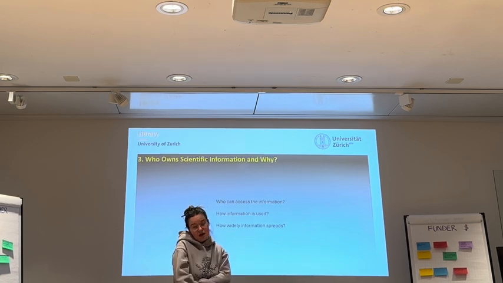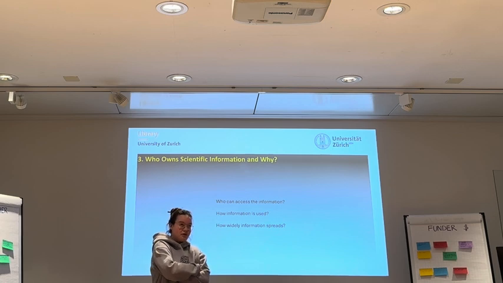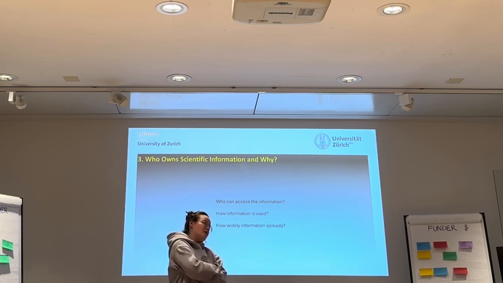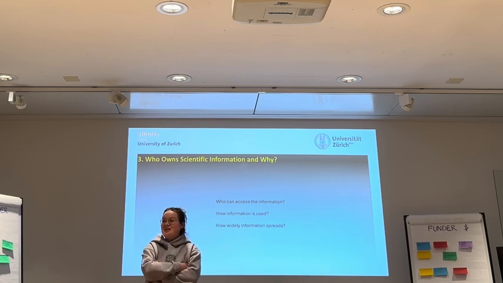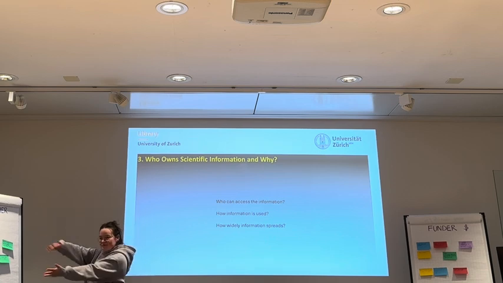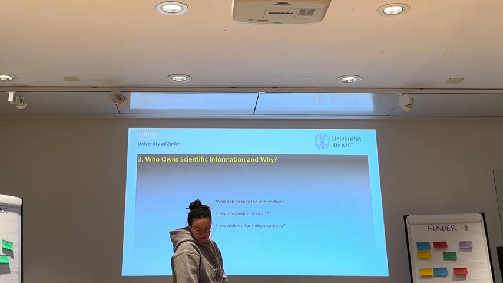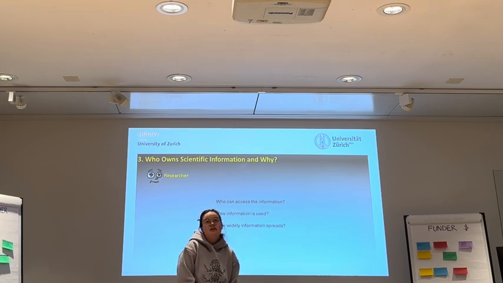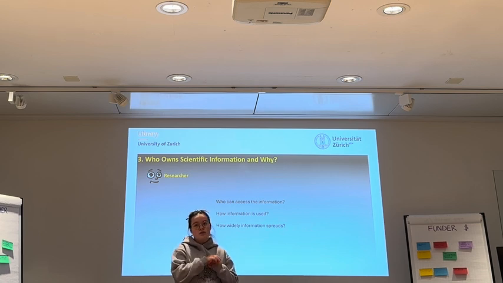Okay, now we're coming to the question of who owns scientific information and why. Who can own the scientific information? So the first party that can own the scientific information is you, the researcher. As a researcher, if you own the scientific information, you can use it as much as you want in any way you want because you've created it.